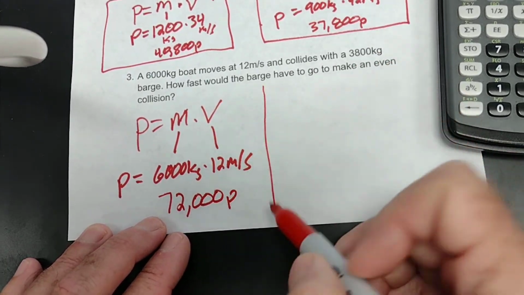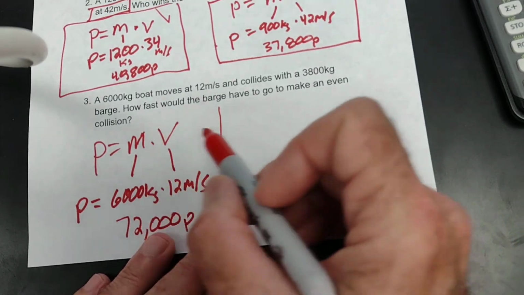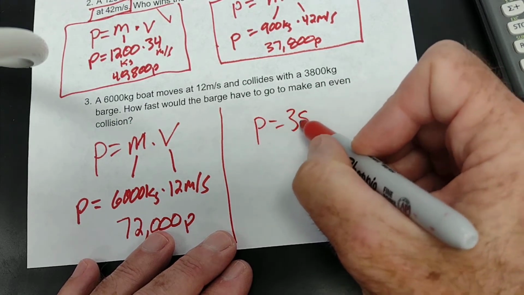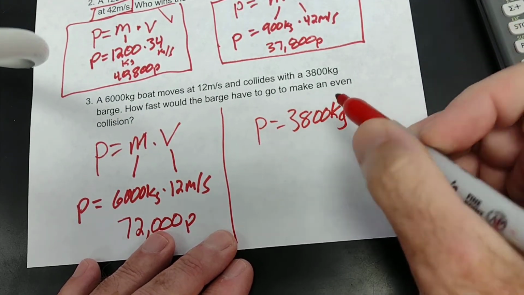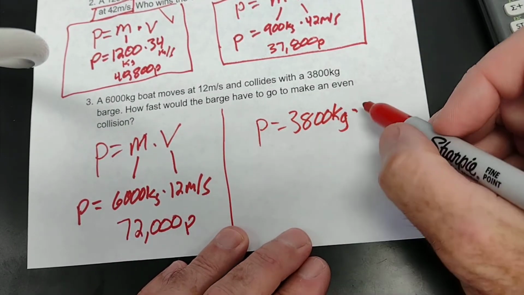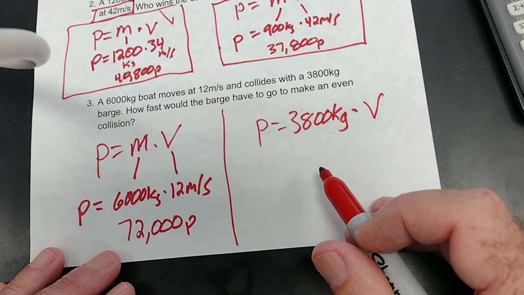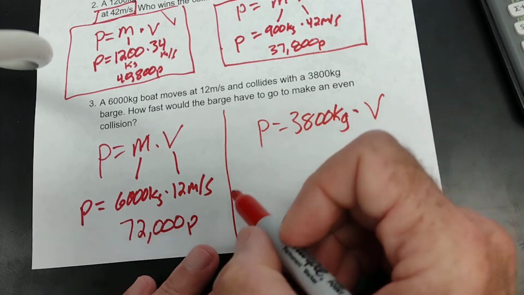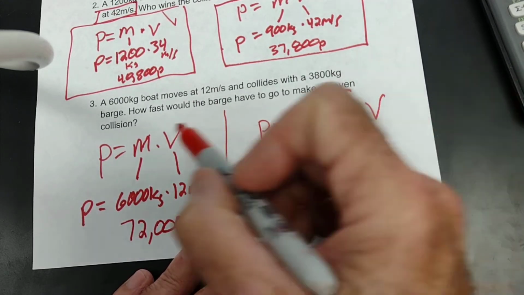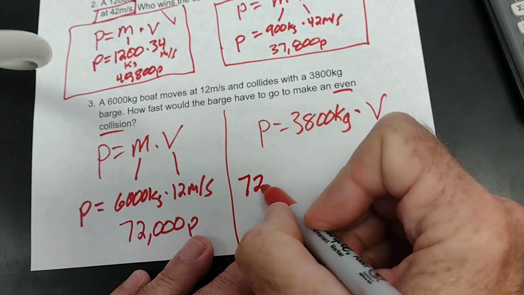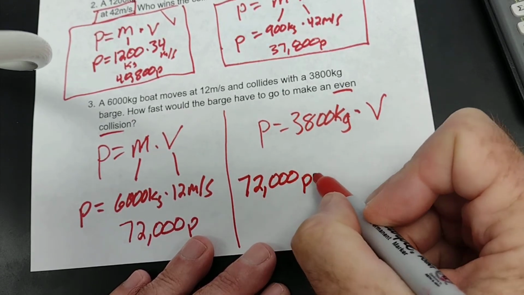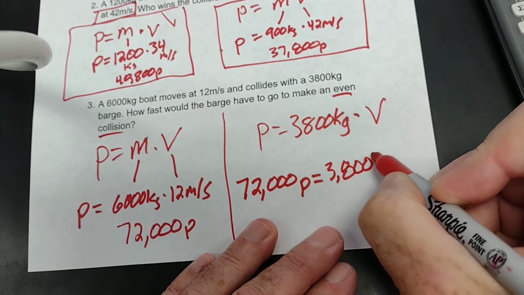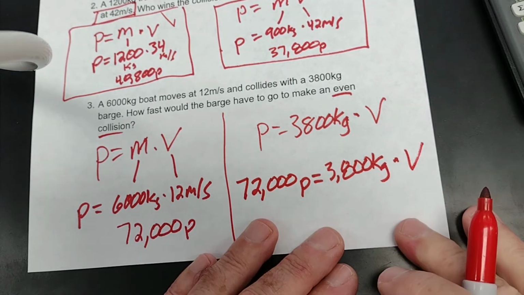And now it's going to have a collision with a barge. How fast would a 3,800 kilogram barge need to go in order to make an even collision? All right, to make an even collision, you have to have the same amount of momentum as this guy. So we would say 72,000 P is what the barge needs to have. The barge weighs 3,800 kilograms. So how fast does it need to be going?